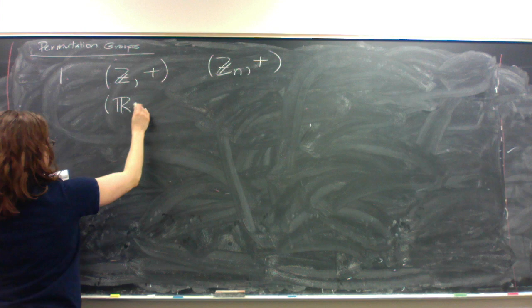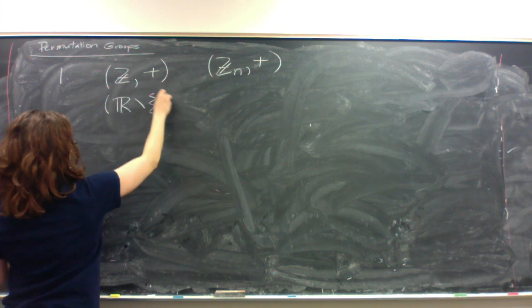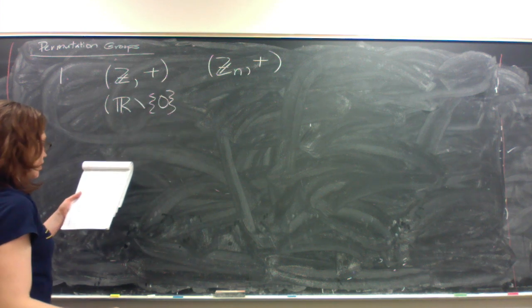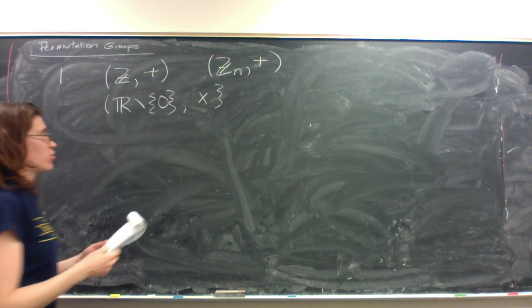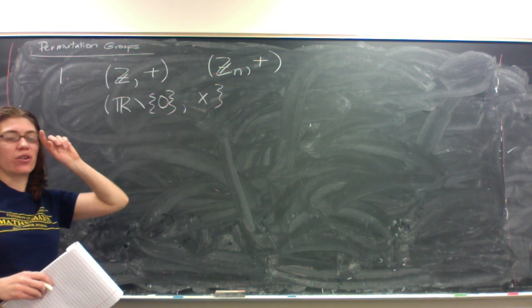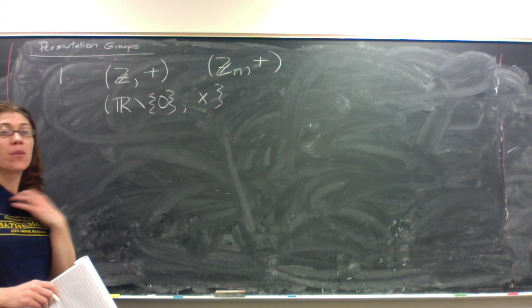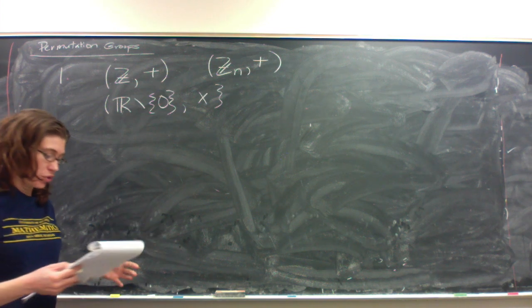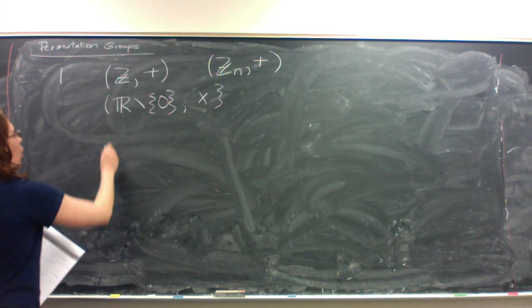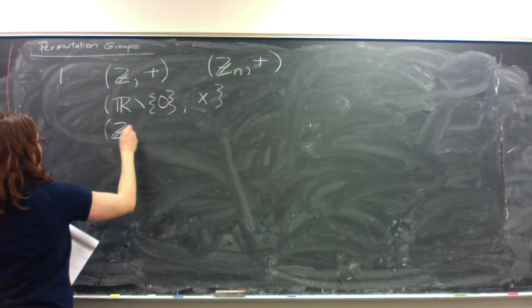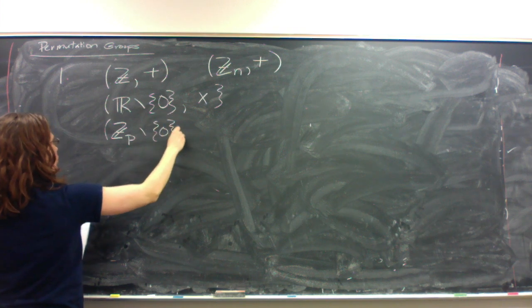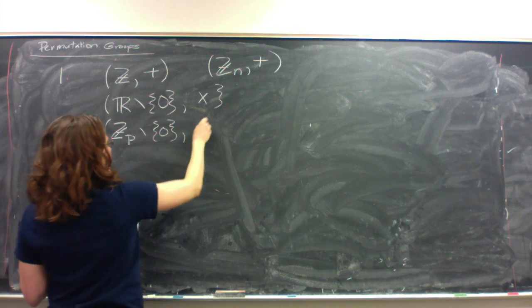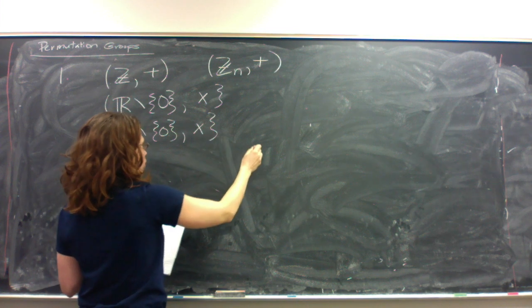It's also the case that if we take the real numbers minus 0, this is a group under multiplication. We have to get rid of 0 because 0 does not have a multiplicative inverse, but everything else does within the real numbers. Also, if we take Z_p minus 0, where p is prime, this will be a group under multiplication.